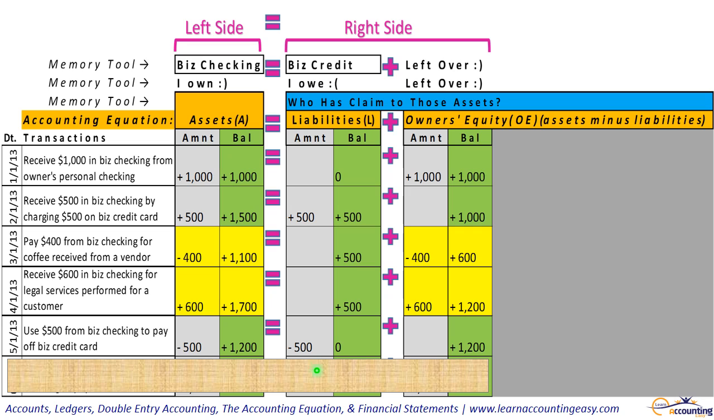On the right side, when we're asking who has claim to those assets, well, the credit card company was paid off. So before this transaction, we had a $500 debt to the credit card company, but that debt was reduced by $500. So we put the negative 500 here such that as of May 1st, the cumulative balance is now 0. And as always, the left and right sides of the accounting equation are in balance. Negative 500 equals negative 500.